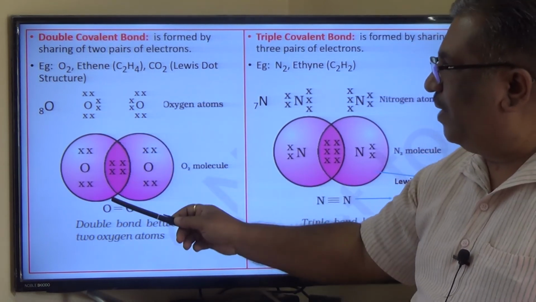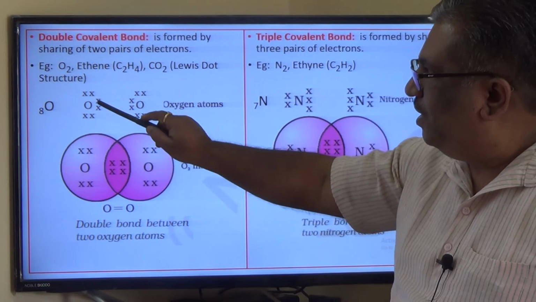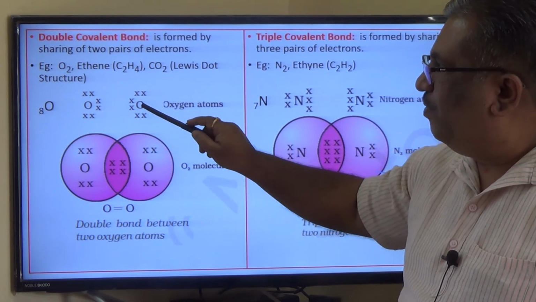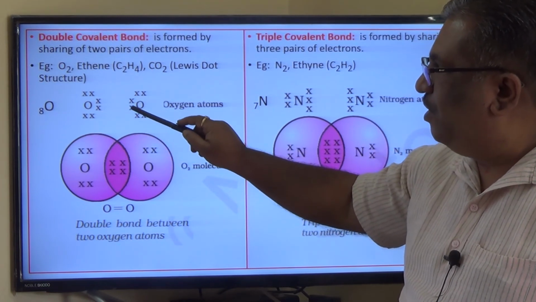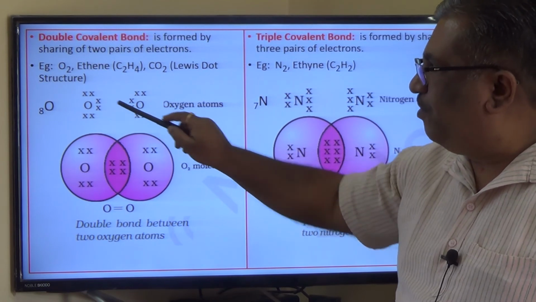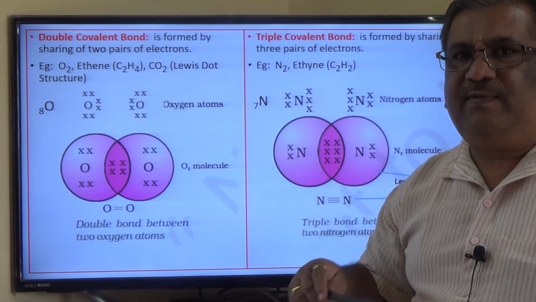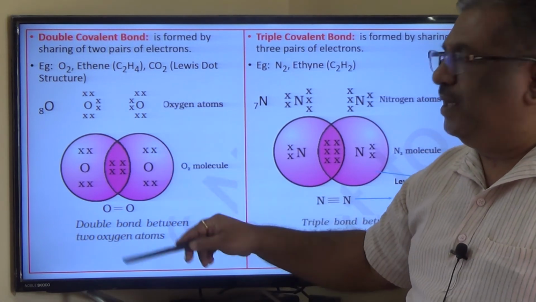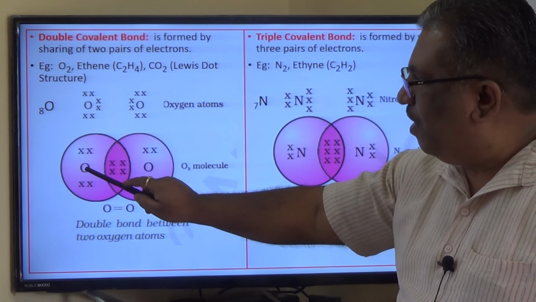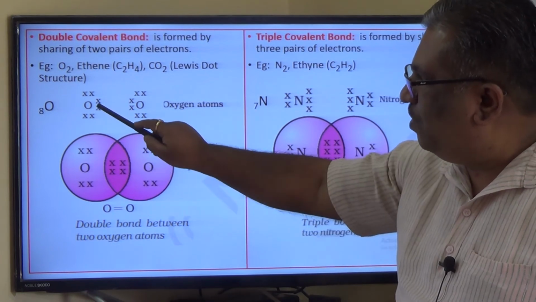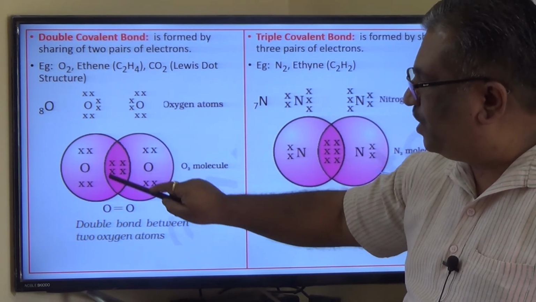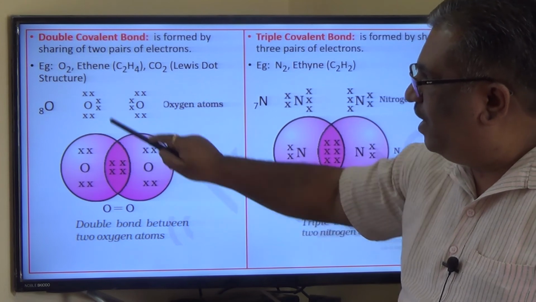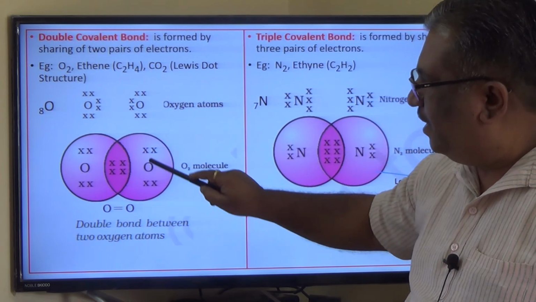How can I combine this one? Here oxygen, these two electrons will be shared with these two electrons to form two pairs, there are 4 electrons which are shared, and therefore it forms 2 pairs of shared electrons, and thus it forms a double covalent bond. So oxygen and oxygen, these 2 electrons are shared with these 2 electrons which are represented in the shared region, and the remaining electrons are represented here.